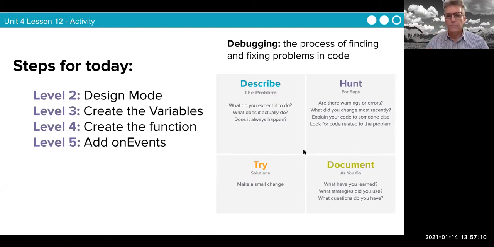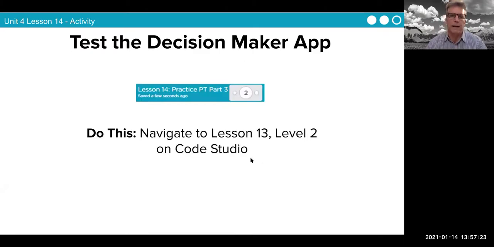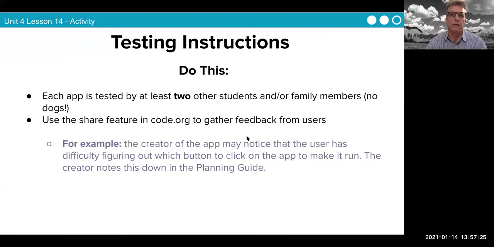Okay, try solutions. Make a small change. Don't go for big change. Just try a small one to begin with. See if it works. Document as you go. What did you learn? What strategies did you use? What questions do you have? Test the decision maker app.